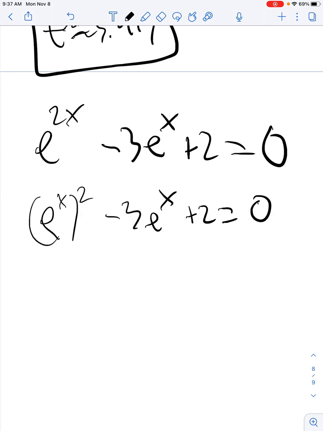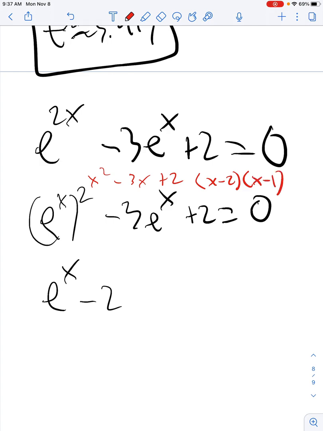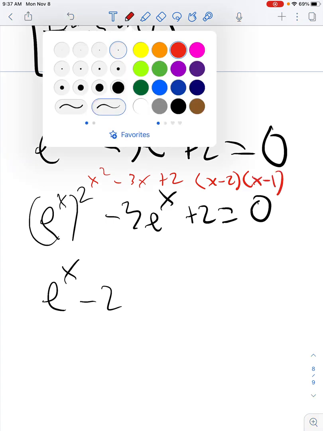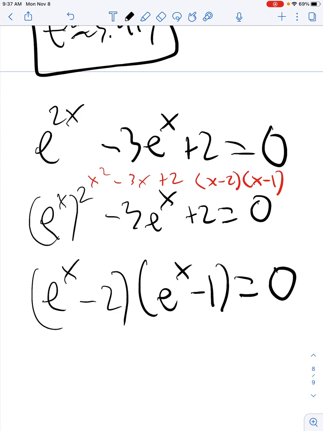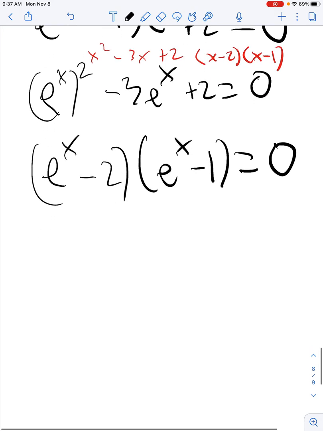And because I have it written like this, I can manipulate it even more and say, okay, I'm going to have (e^x minus 2) and (e^x minus 1). Again, this just looks like something you would have done in Algebra 2, x squared minus 3x plus 2, you would say, hey, that's (x minus 2)(x minus 1). Well, we can use that, but instead of x's, we have e^x. So (e^x minus 2)(e^x minus 1) equals 0.